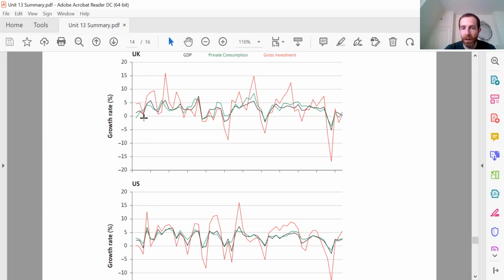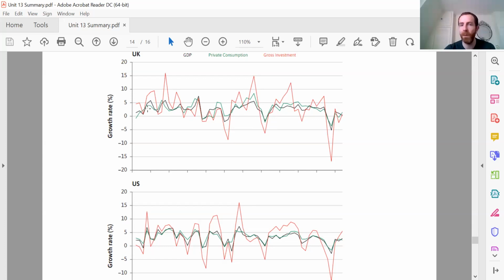And what you can see is that the consumption of households is following the GDP growth quite closely, and in fact, by quite similar amounts. And that's an indication that households really do smooth their consumption, that they mirror what's happening in terms of the value of output, in terms of GDP, with their consumption. Whereas if we look at the red line, the gross investment, you see much bigger spikes and troughs, that it's much more volatile. I mean, it also follows what's going on in terms of GDP.